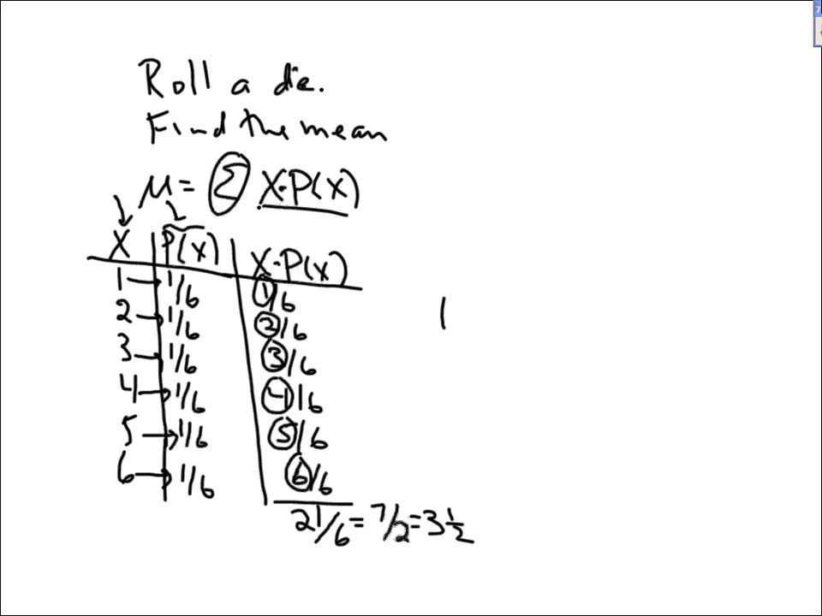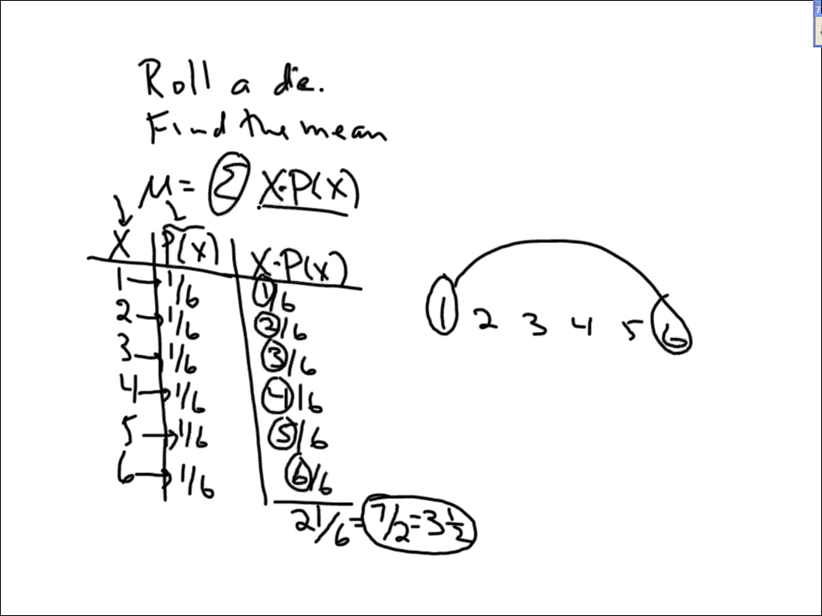Now, hopefully to convince you of that, 1, 2, 3, 4, 5, 6. It's equally likely that you get a 1 or a 6. Well, the average of those is 3.5. 1 plus 6 is 7. Divided by 2 to get the average, you get 3.5. The average of 2 and 5, well, they add up to 7. Divided by 2, 3.5. 3 and 4, 3.5. Okay, the average is 3.5.